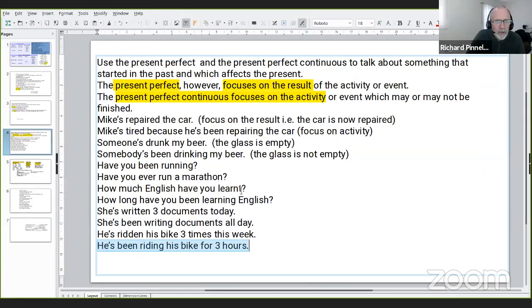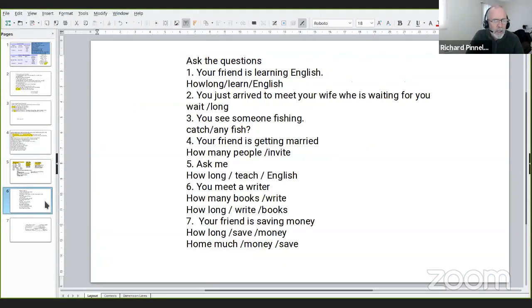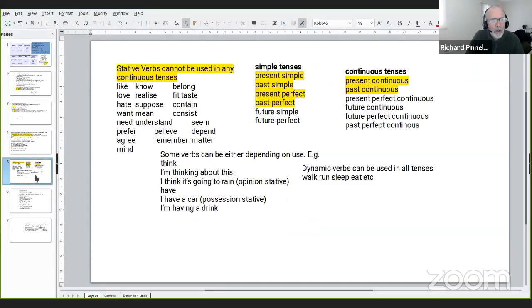So these are the differences between these two tenses. This is the most important, what I've put up here. The present perfect focuses on the result. The present perfect continuous focuses on the activity. So one more thing before we finish this subject and ask the questions.